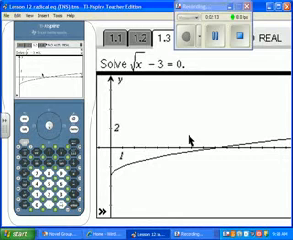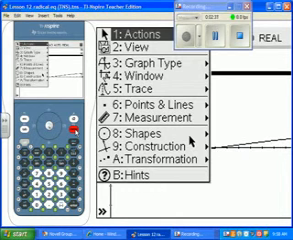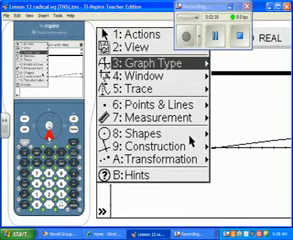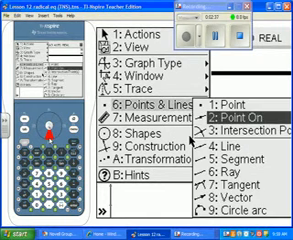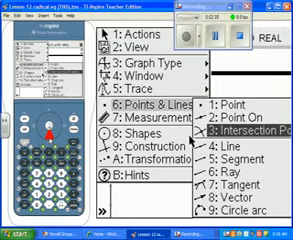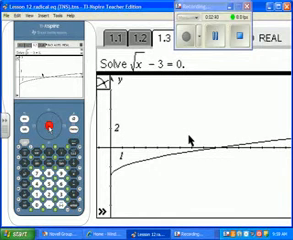Do we have it? Can we see the intersection? Mm-hmm. Who remembers how to find the point of intersection? What do you think you're going to do? What button are you going to press? Menu. Now what? Points and lines. And intersection point. Very good. All right, so find the intersection point.